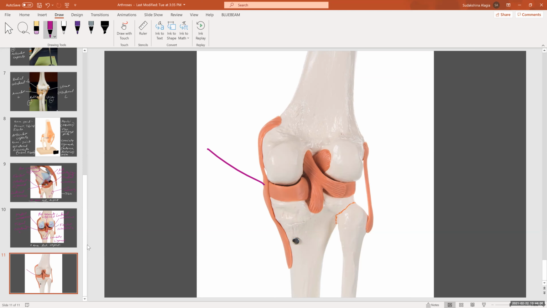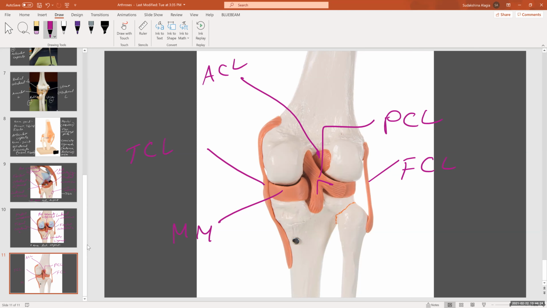So as you can see, tibial collateral ligament, fibular collateral ligament, posterior cruciate ligament, anterior cruciate ligament, medial meniscus, lateral meniscus. That completes our study of the joints or arthroses.